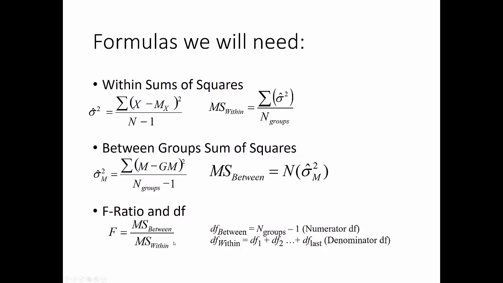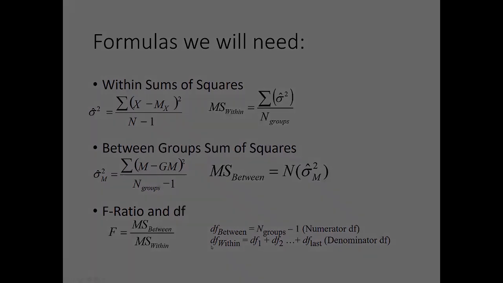And once we have that, we can go ahead and compute the F ratio. So we're going to divide our mean squares between by our mean squares within. We can evaluate that F ratio against a critical value of F, and to do that, we're going to need our degrees of freedom to get our critical value. So we'll calculate our numerator degrees of freedom and our denominator degrees of freedom.